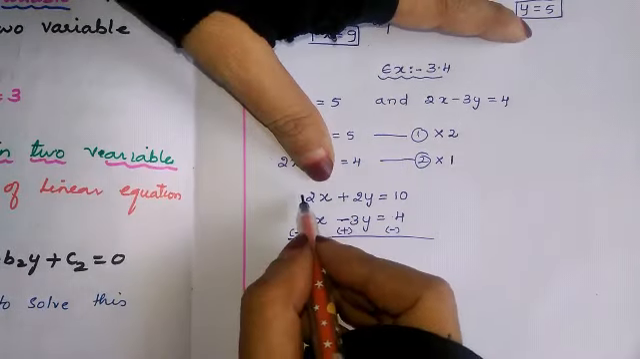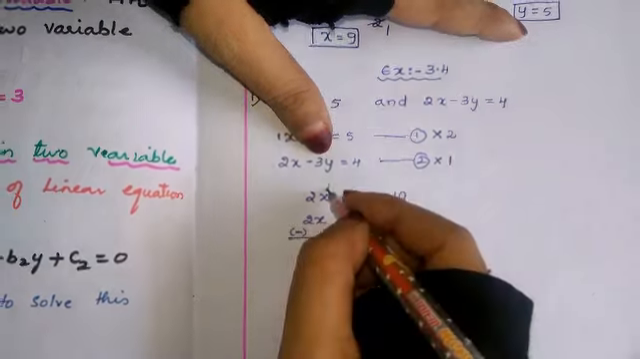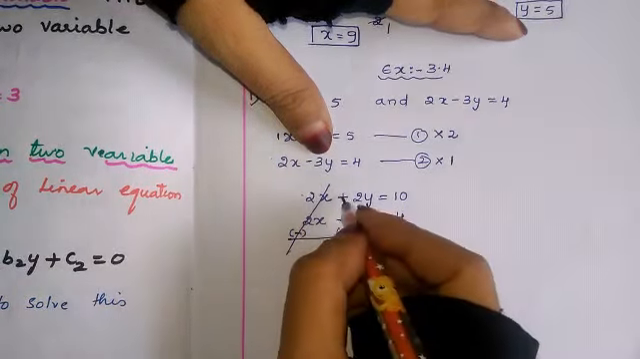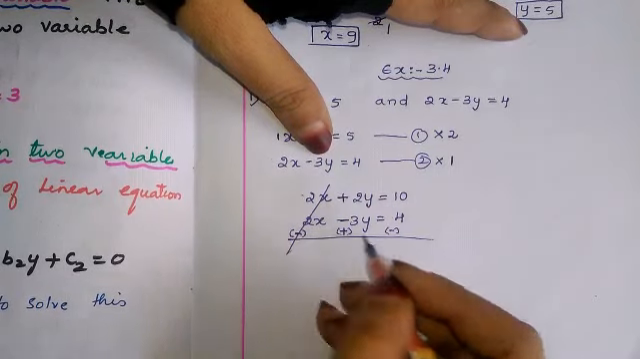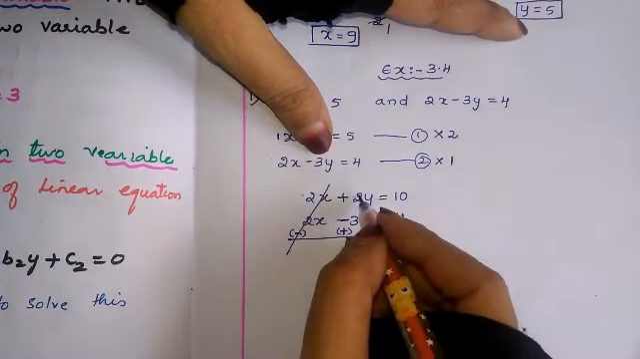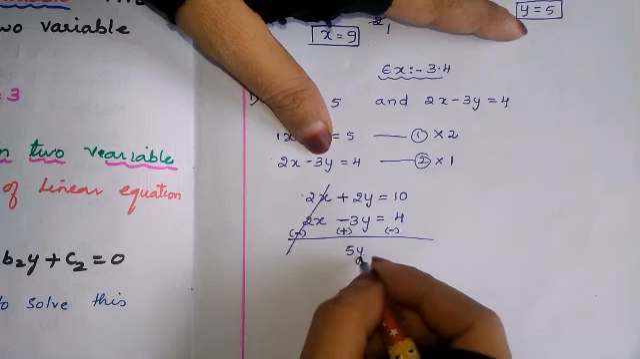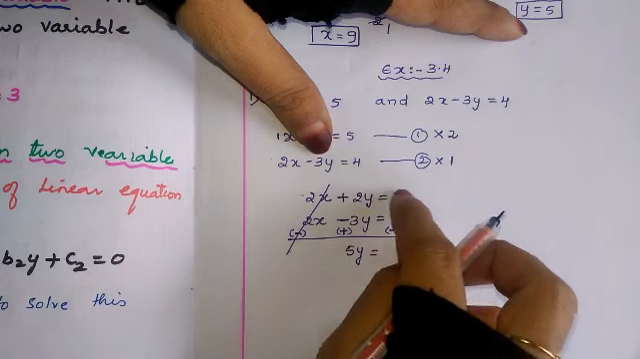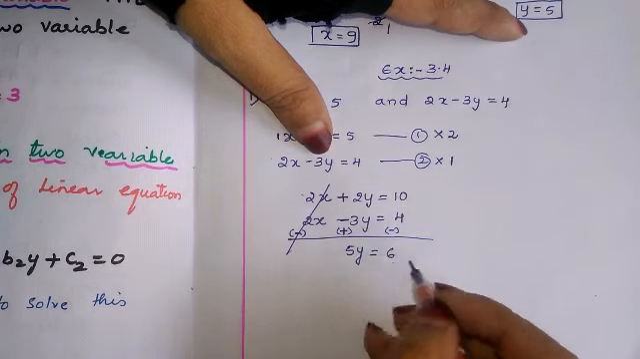Okay. Now 1 plus and 1 minus get eliminated. I have cancelled. Okay, this is gone. Now plus plus, what we have to do? Plus 3 plus 2, 5y, is equal to 1 plus and 1 minus, we have to do minus. 10 minus 4 is nothing but 6.